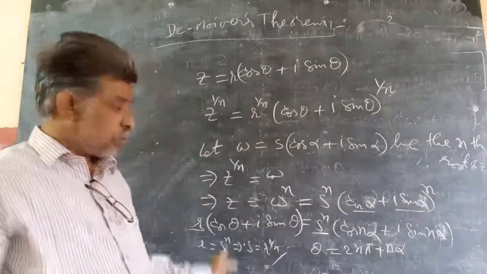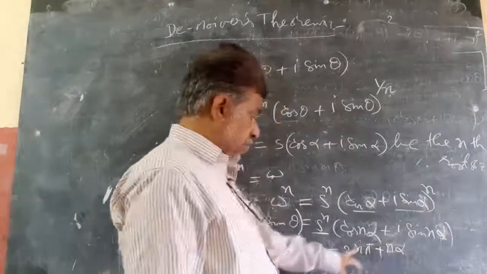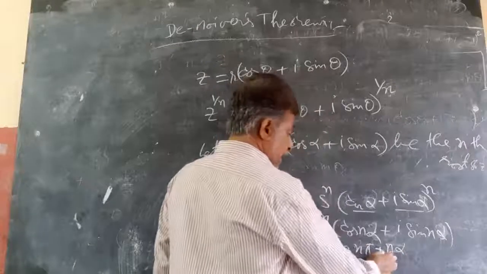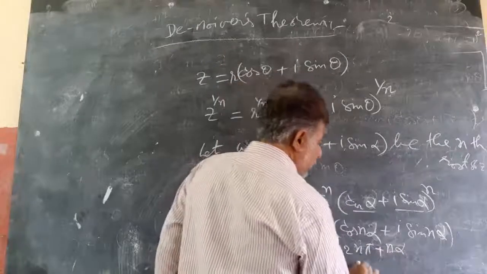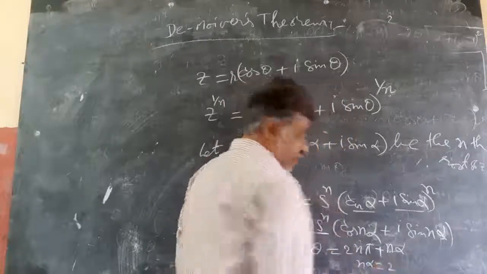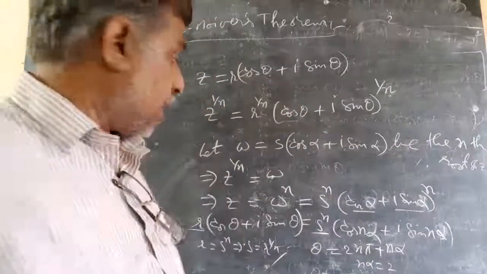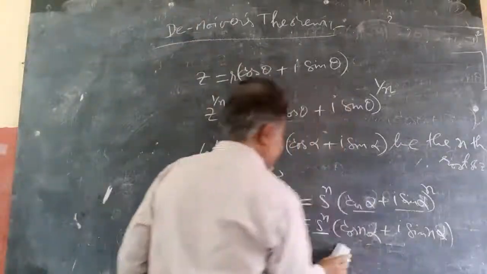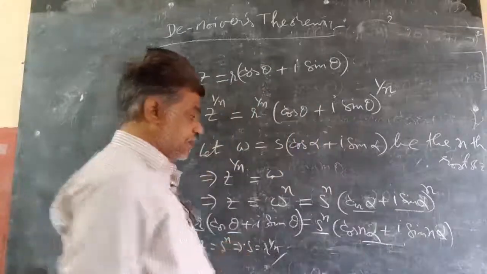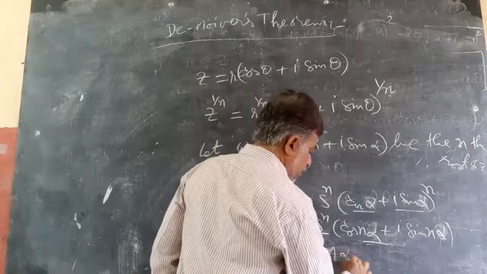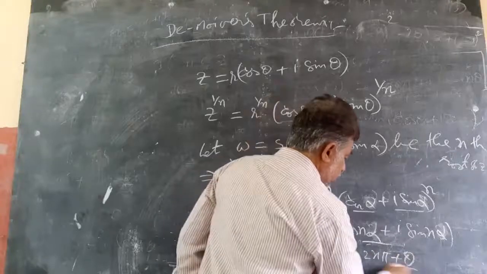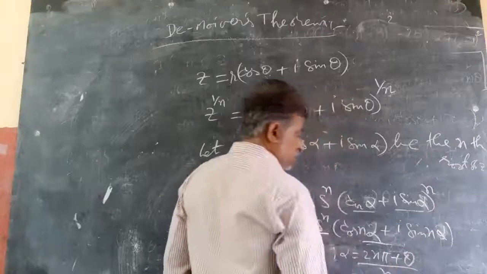Comparing both, I can write as 2k pi plus theta. So n alpha to this side, theta to that side. I will write this equal to 2n pi plus this, so n alpha equal to 2n pi plus theta. This n to that side, then you can understand what it is.